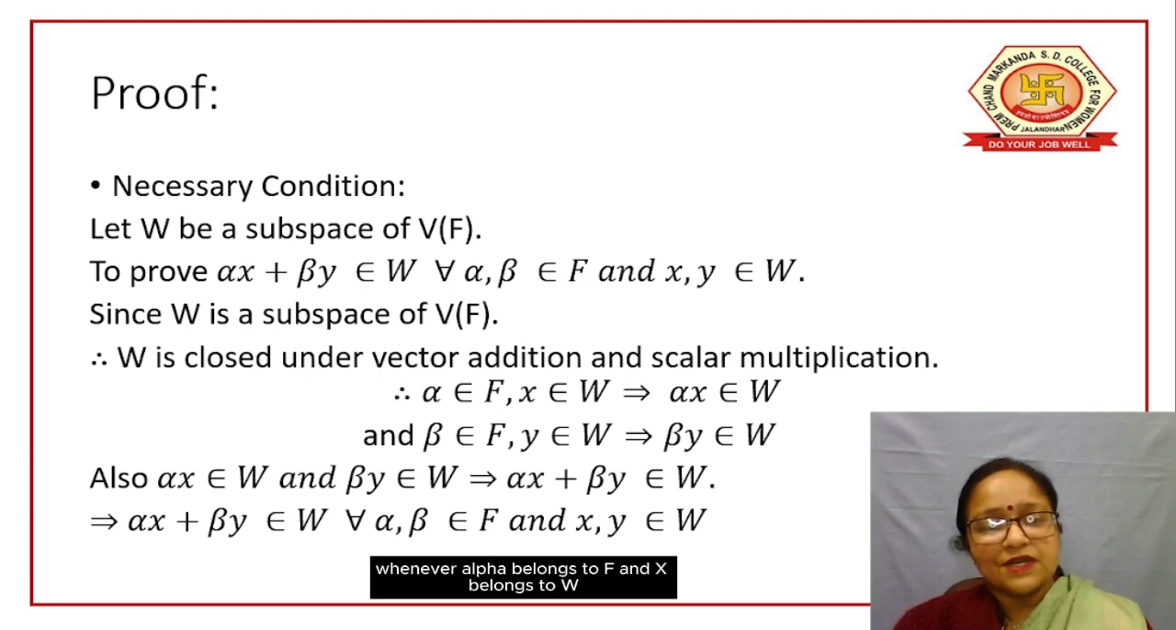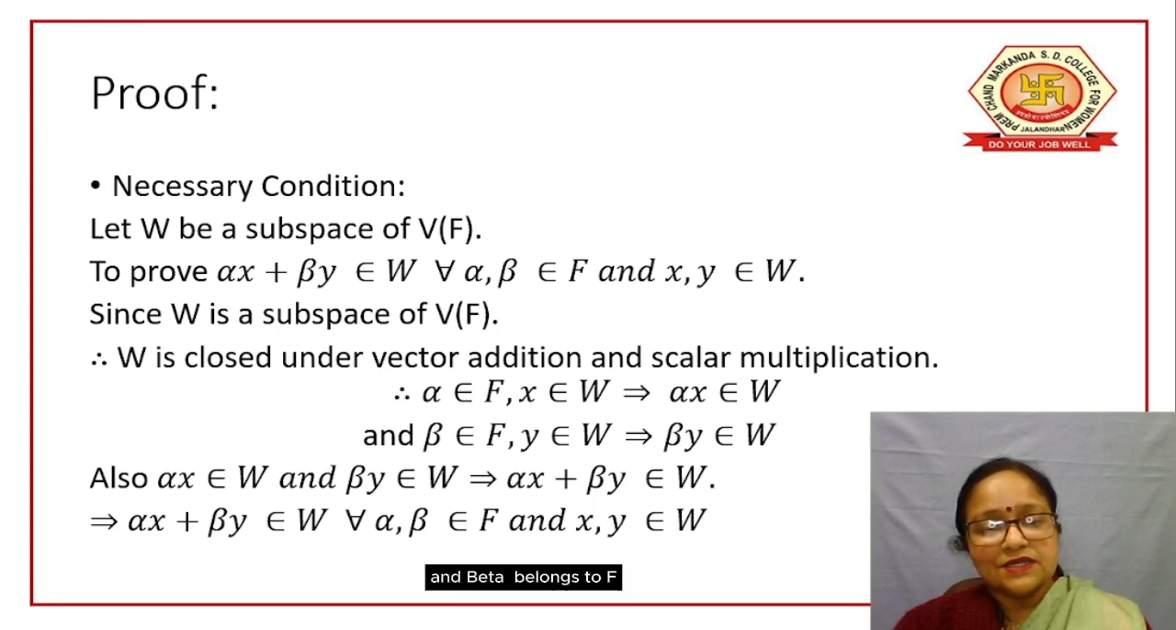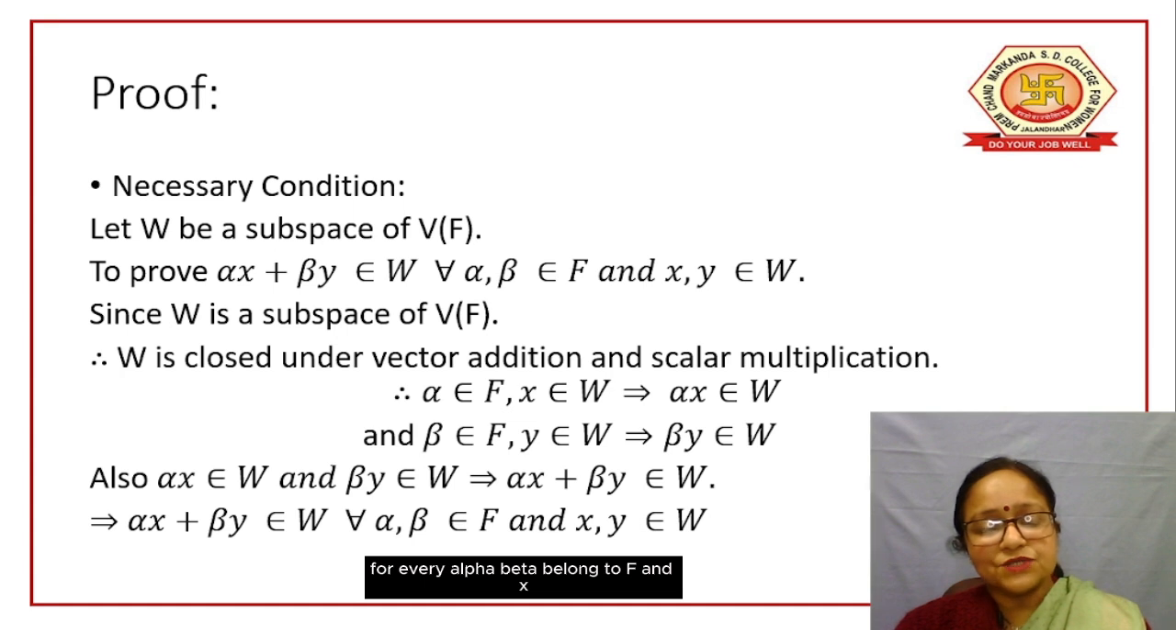So therefore whenever alpha belongs to F and x belongs to W, this implies alpha x belongs to W, and beta belongs to F, y belongs to W implies beta y belongs to W. These two properties come from the scalar multiplication property of W. Next, whenever alpha x belongs to W and beta y belongs to W, that will imply alpha x plus beta y belongs to W. This property comes from the vector addition property of W. So from these two conditions we get alpha x plus beta y belongs to W for every alpha, beta belonging to F and x, y belonging to W. This covers the necessary condition of this theorem.